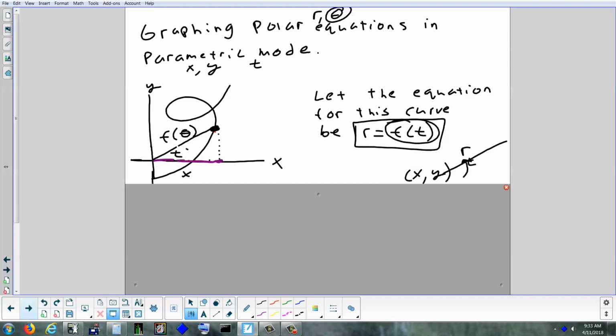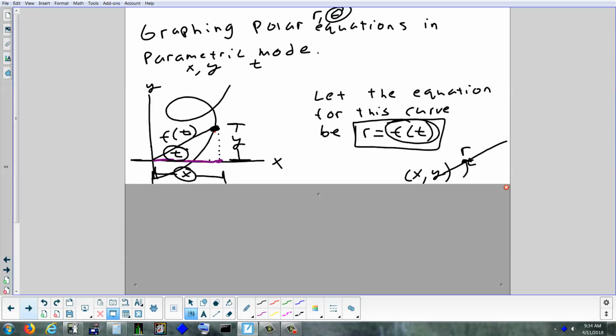This is my x. This is my y. So what trig function would I use in order to find x, given that I know an angle, which again, I'm calling it t now because I'm getting into parametric, and I should probably even just call this t.